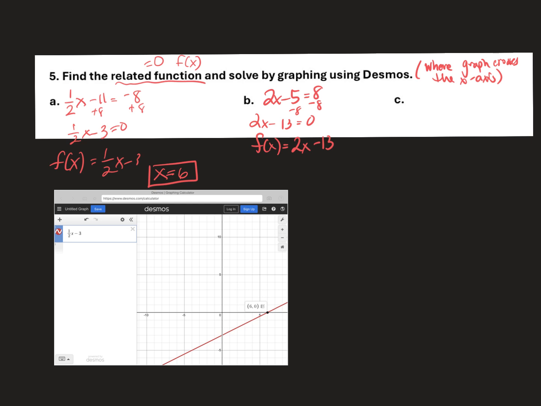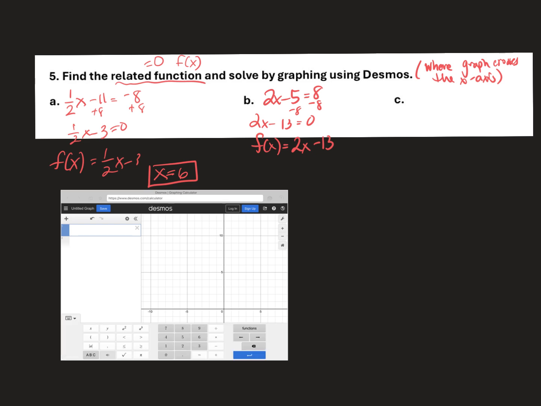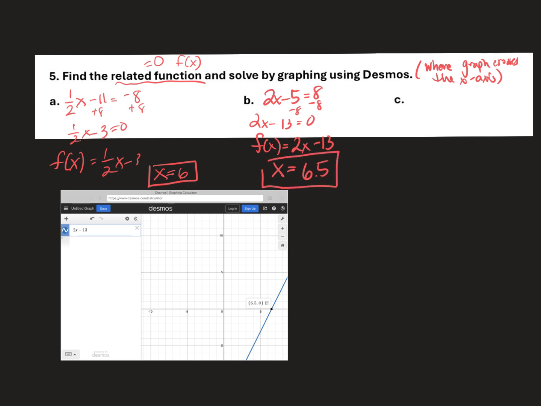I'm going to type it in Desmos now. 2x minus 13. 6.5, so x equals 6.5. So if you were taking a standardized test and you had a graphing calculator available, you do not need to know how to solve that.